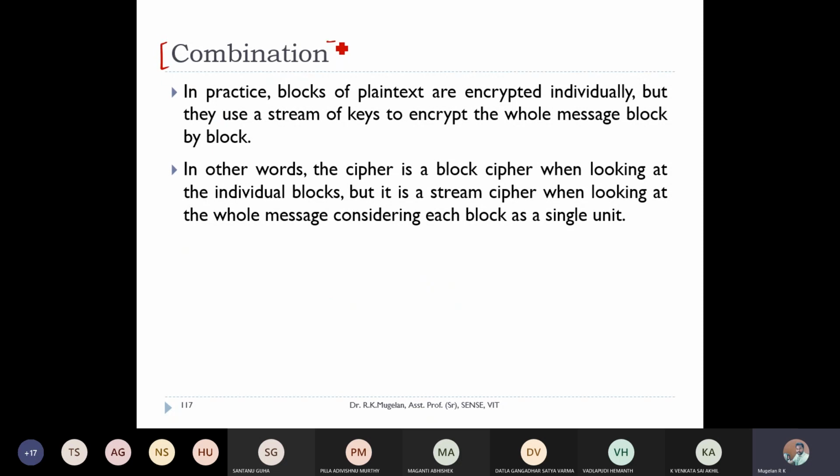Then we have combinations. If you take modern day cryptographic techniques, you will see that there is a combination of both stream ciphers as well as block ciphers. I mean, both of them will be mingled together, to make the system more robust. We'll be seeing such kinds of cryptographic techniques in the upcoming modules.